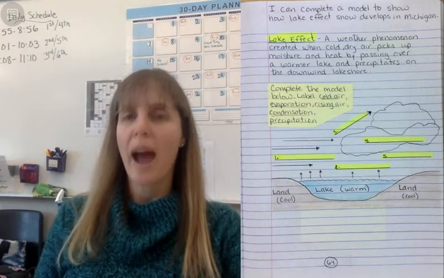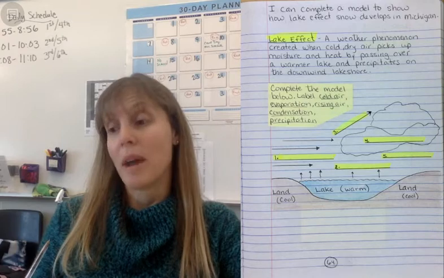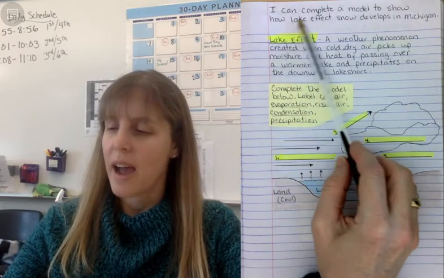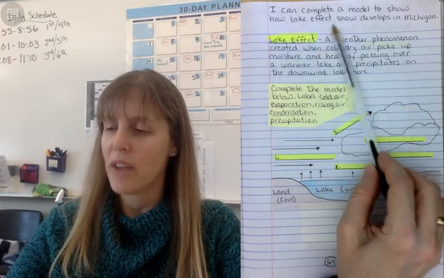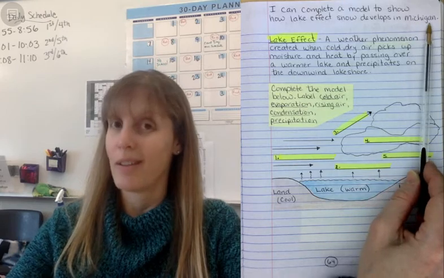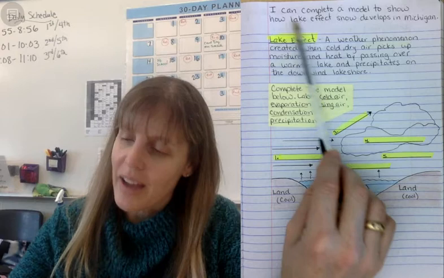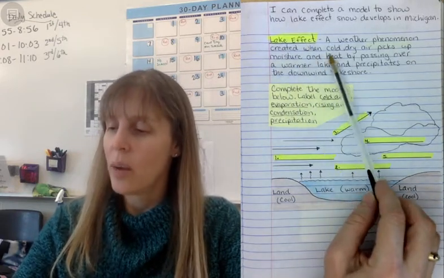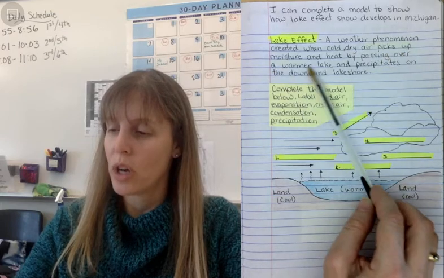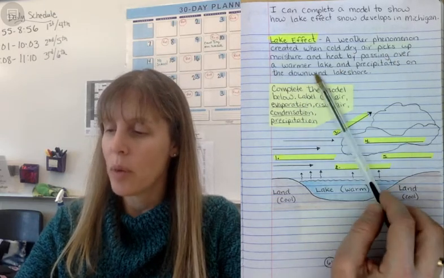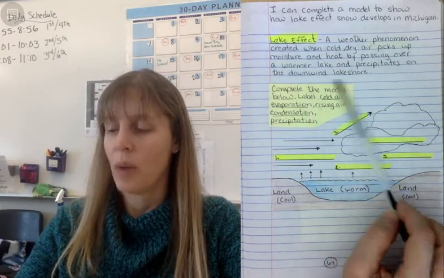So here's what happens, and here's what we need to learn about today. Our learning target is I can complete a model to show how lake effect snow develops in Michigan. Lake effect is super important to us if we like snow days. Here's what lake effect is. Lake effect is a weather phenomenon created when cold, dry air picks up moisture and heat by passing over a warmer lake and precipitates on the downwind lakeshore.